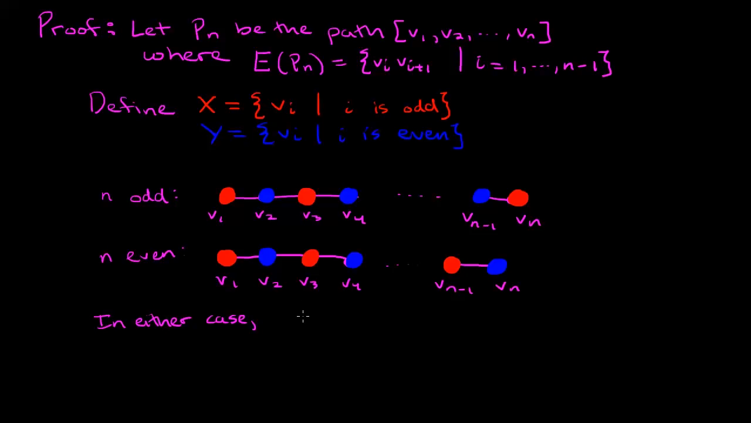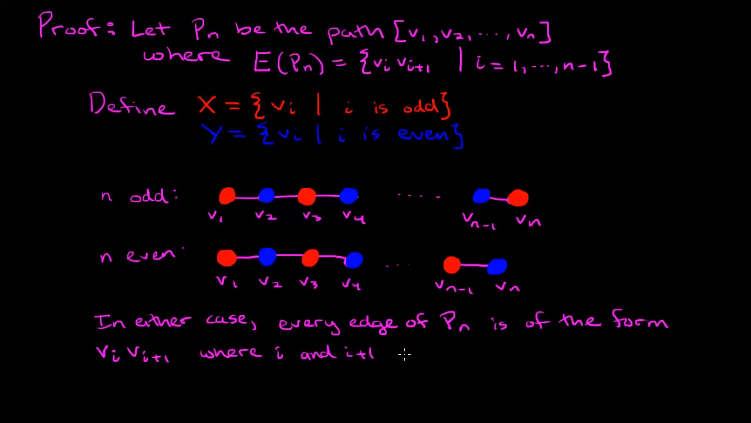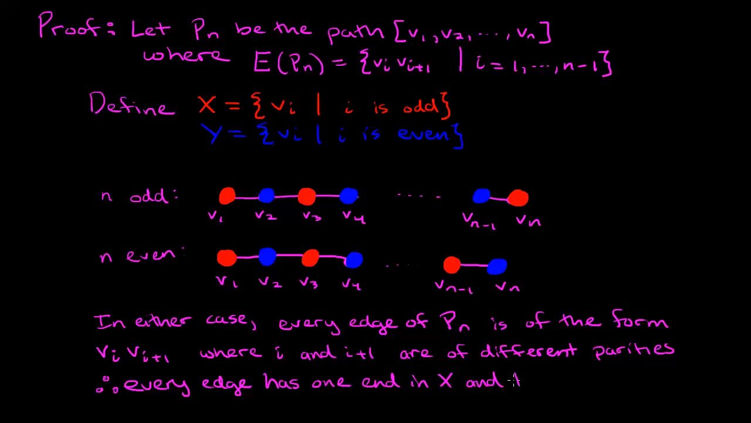In either case, every edge of Pn is of the form ViVi+1, where clearly i and i plus 1 are of different parities. When I say different parities, I just mean that one of them is odd and the other one is even. Therefore, every edge has one end in X and the other end in Y, and that is exactly the definition of a bipartite graph. So we've just proven that every path is indeed bipartite.